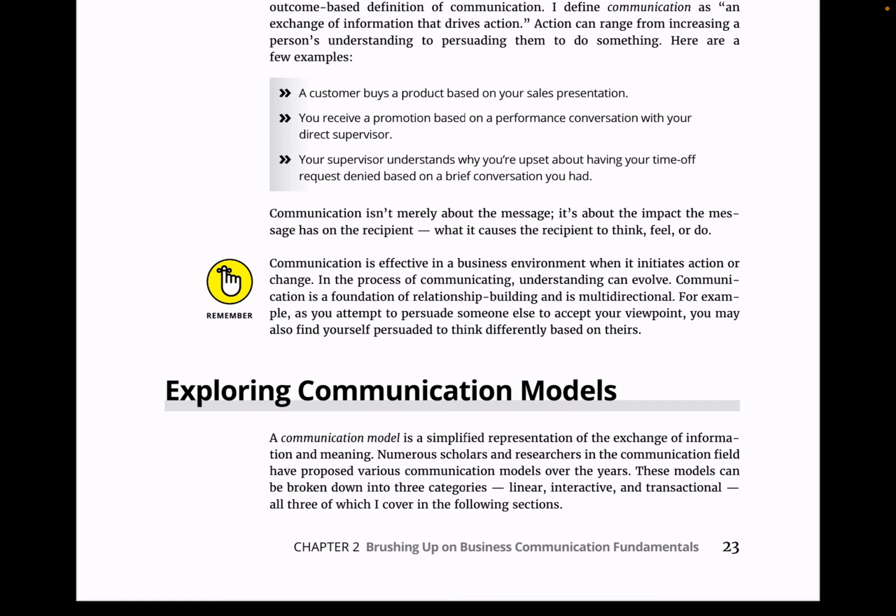So remember, transactional models are the most complex and precise, though. The linear and interactional models simply have one or more messages being exchanged between sender and receiver over one or more channels. Transactional models account for additional elements, including feedback, context, and noise, as described in the next section.